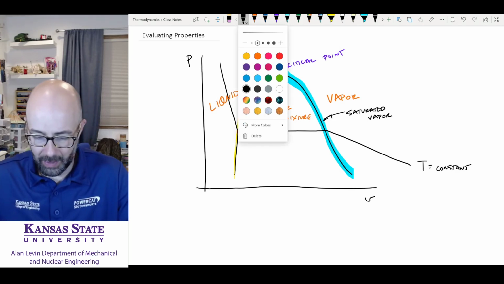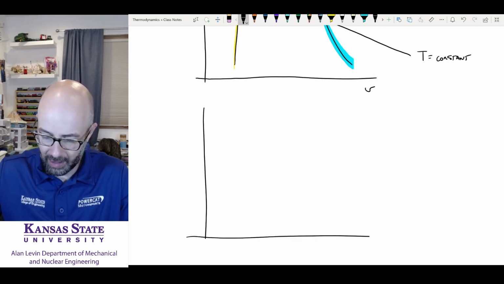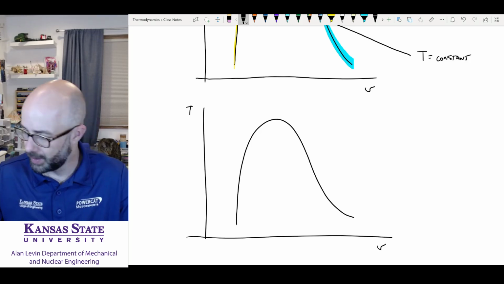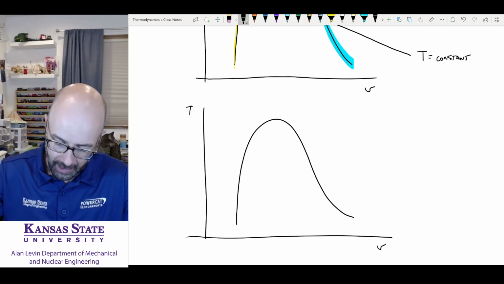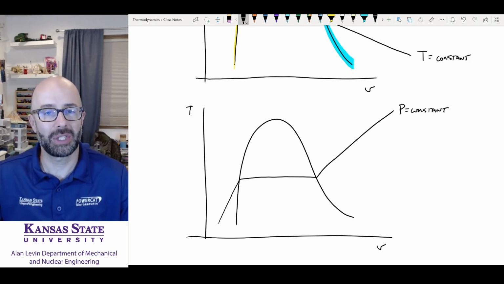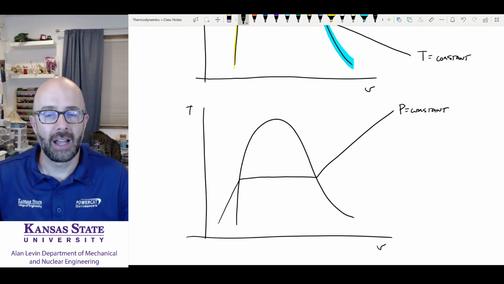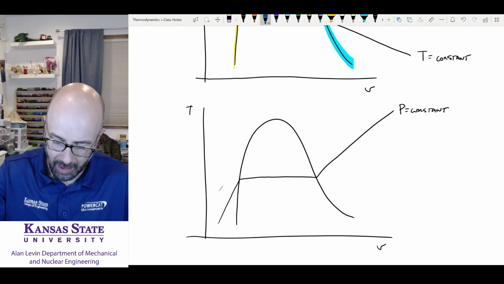The other diagram that we have to deal with is called a TV, a temperature specific volume diagram. So let's draw a TV diagram. A TV diagram is going to be very similar. We're going to draw this vapor dome. And now we're going to draw a line of constant pressure. The line of constant pressure is going to go up to the right. So this is pressure is equal to constant. It looks exactly the same, except this line of pressure goes in the opposite direction that the line of temperature goes. All sorts of lines of pressure would go up, and they would all go like this.